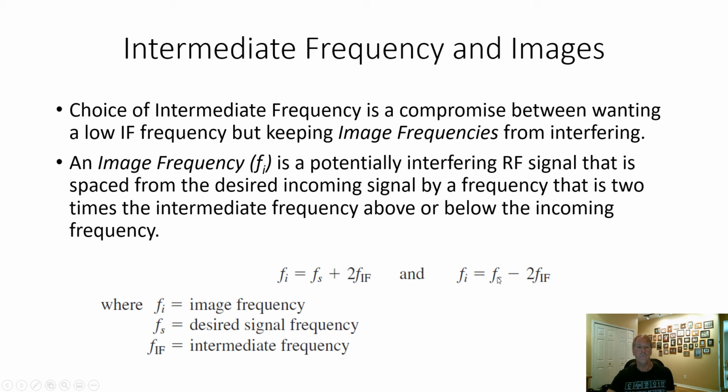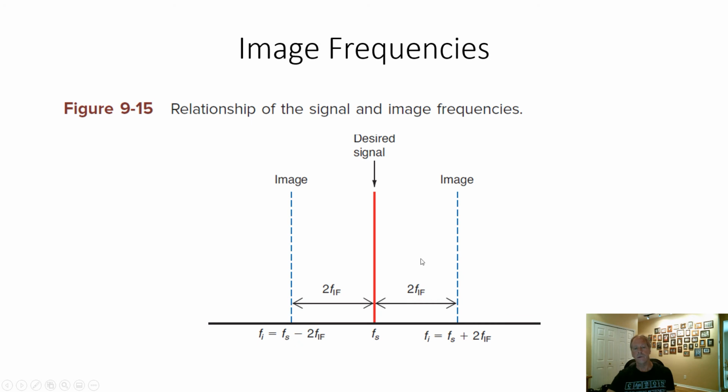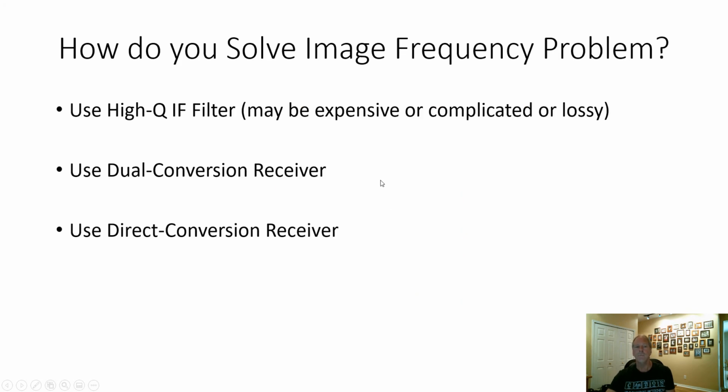So what you can do, okay, is, so here it is, another example of it. 2IF up here, 2IF down here, and here's your desired signal. This is pretty close to your desired signal, so you're going to need a pretty good filter, all right, to get rid of the image frequencies. And you can do that, but it might be expensive or lossy, all right? There's 2 other ways of fixing it. One is with a dual conversion receiver, and one is a direct conversion receiver.